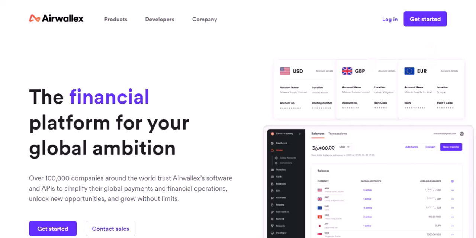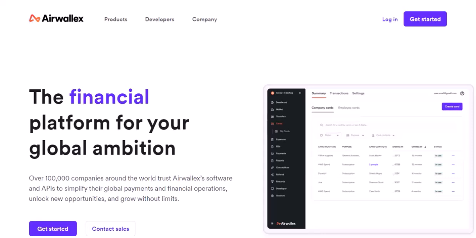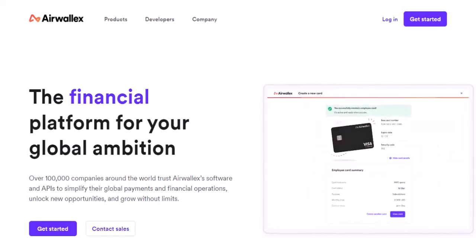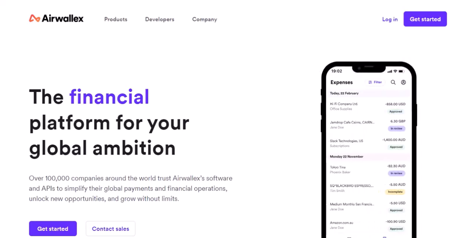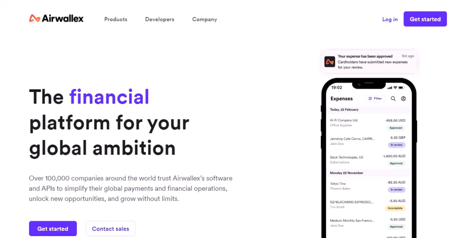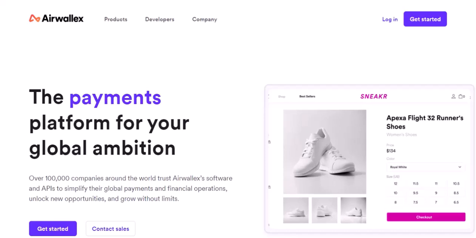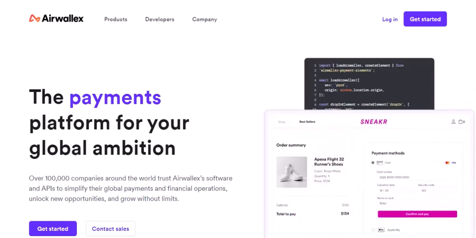Understanding Airwallex accounts, the key to withdrawal. Before diving into the nitty-gritty, let's talk about Airwallex accounts. Airwallex offers two main account types. Global accounts: these are fantastic for collecting payments in various currencies. Think of them as your international bank accounts. But here's the catch, you can't directly withdraw funds from a global account.